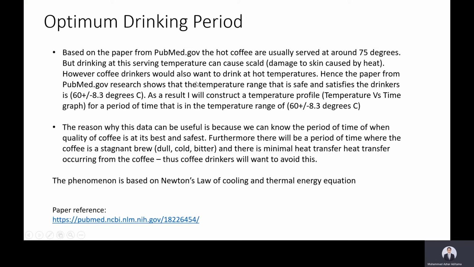The first objective. The reason why we are finding the optimum drinking period is because a lot of coffee drinkers want to drink at hot temperatures, right? However, at the usual serving temperature of 75 degrees, it can cause a scald that damages the skin. Hence, from the paper published on PubMed.gov, the temperature range that is safe and satisfies the drinkers is 60 plus or minus 8.3 degrees Celsius. As a result, I will construct a temperature profile for this range of temperature.